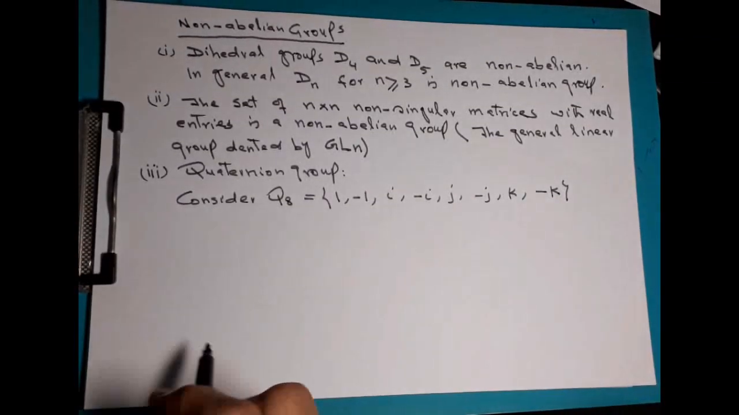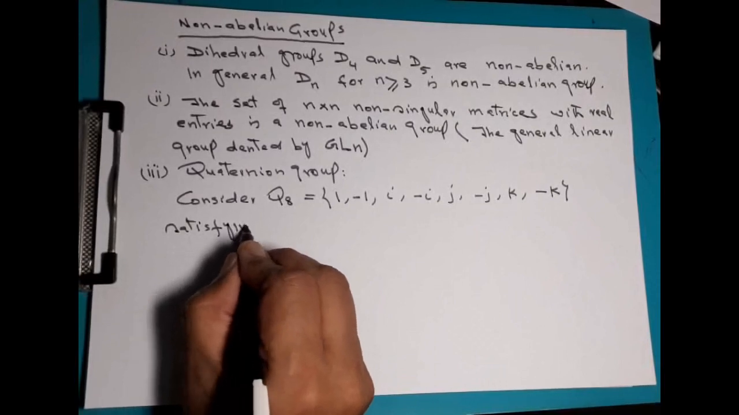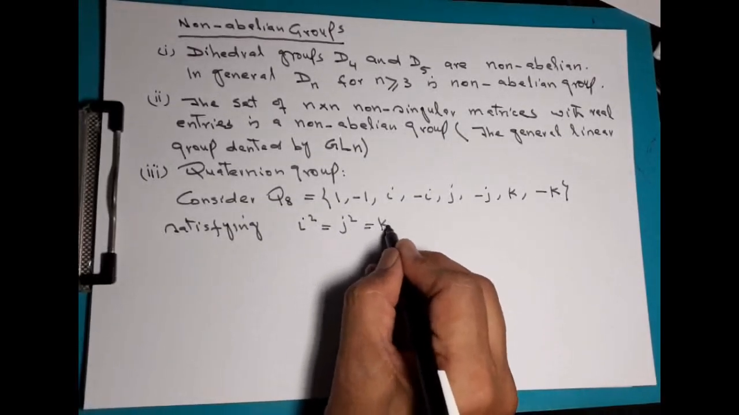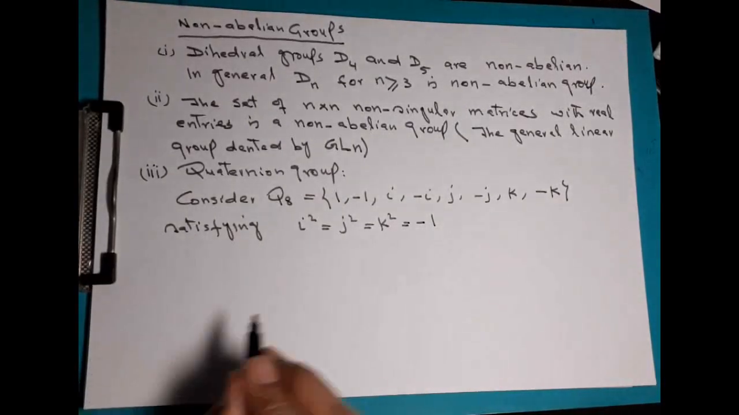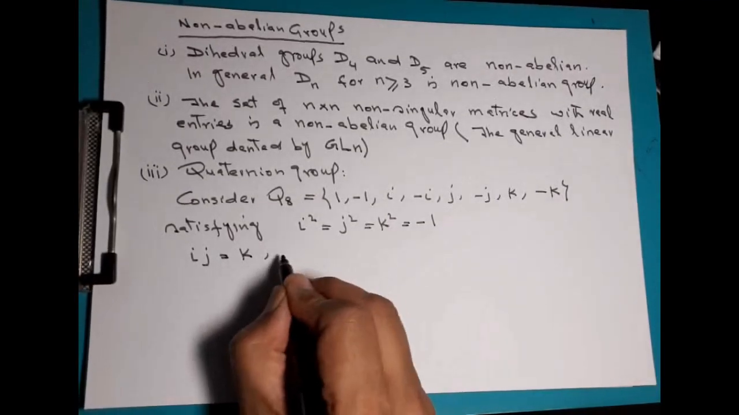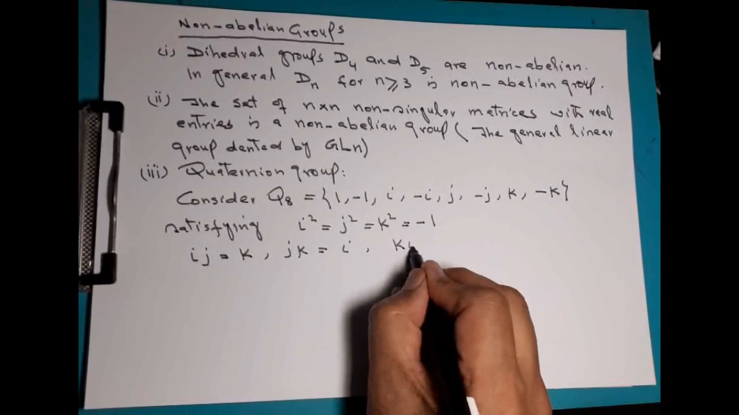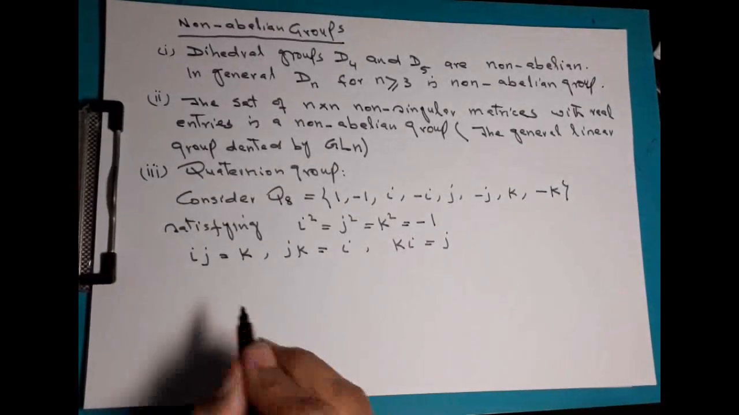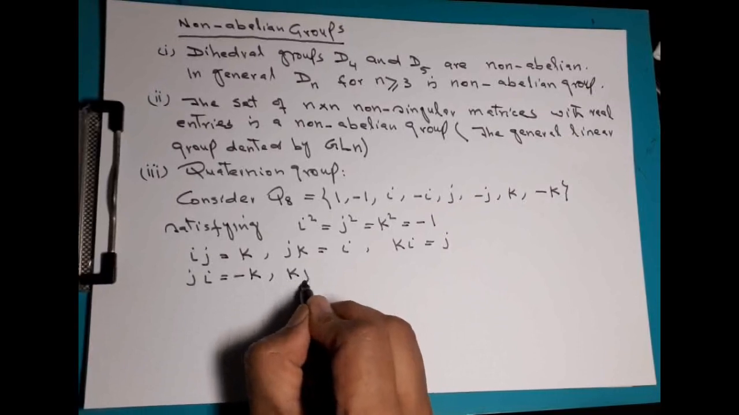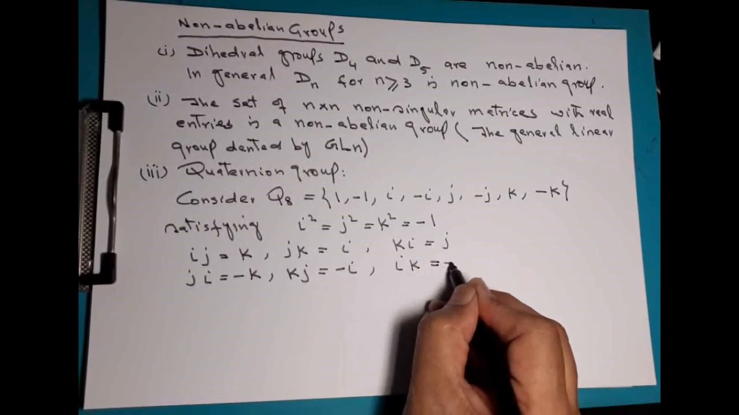This is the set whose elements satisfy these relations: i squared is equal to j squared is equal to k squared is equal to minus 1, and i multiplied with j is equal to k, j multiplied with k is equal to i, and k multiplied with i is equal to j, and then j multiplied with i is equal to minus k, and k multiplied with j is equal to minus i, and then i multiplied with k is equal to minus j.